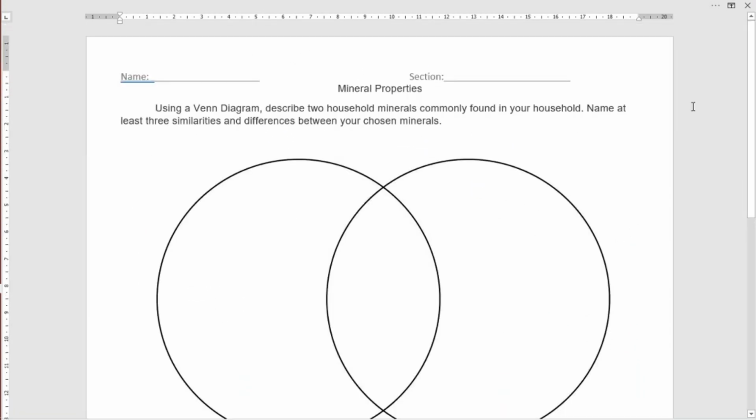After watching the video about common rock-forming minerals, you are going to answer this activity entitled Mineral Properties. Using a Venn diagram, describe 2 minerals commonly found in your household. Name at least 3 similarities and differences between your chosen minerals. So you can research names of household minerals commonly found, choose 2 among them, and differentiate the 2.